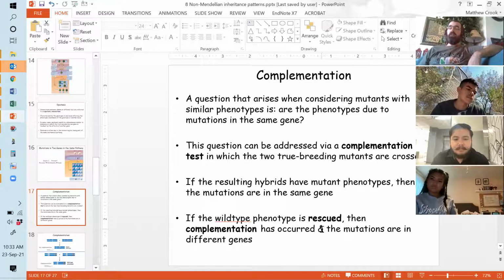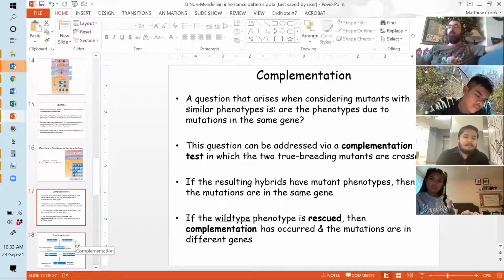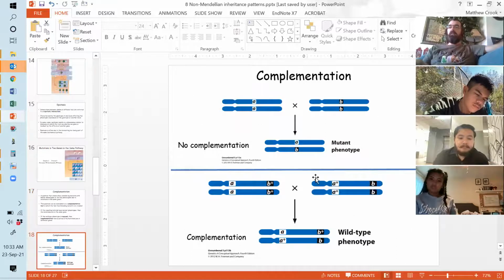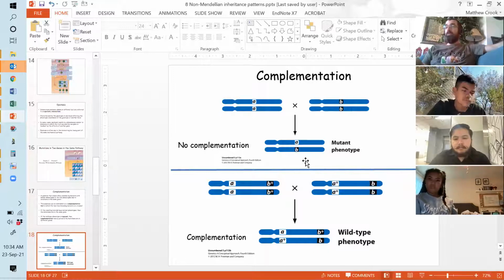And essentially what you're asking is, can I get the normal phenotype back or not, right? And so if your mutations are all in the same gene, right? So you've got allele A and allele B, same gene, and you cross those two together, now you will get what's called a compound heterozygote, which is a fancy way of saying it doesn't work, right?